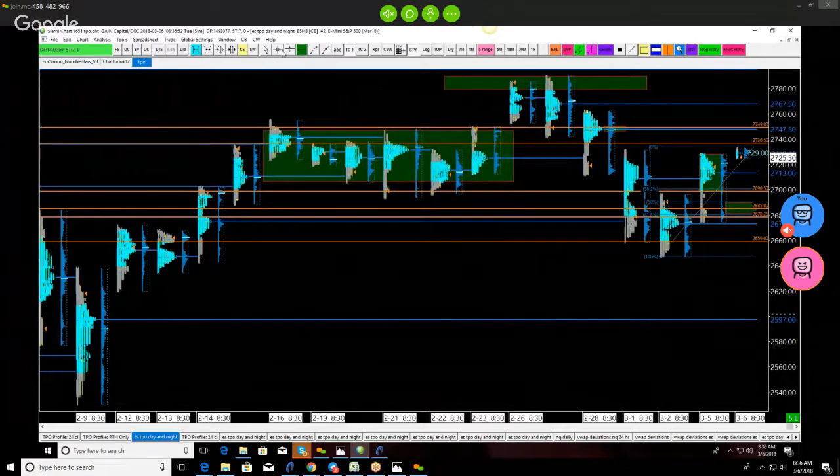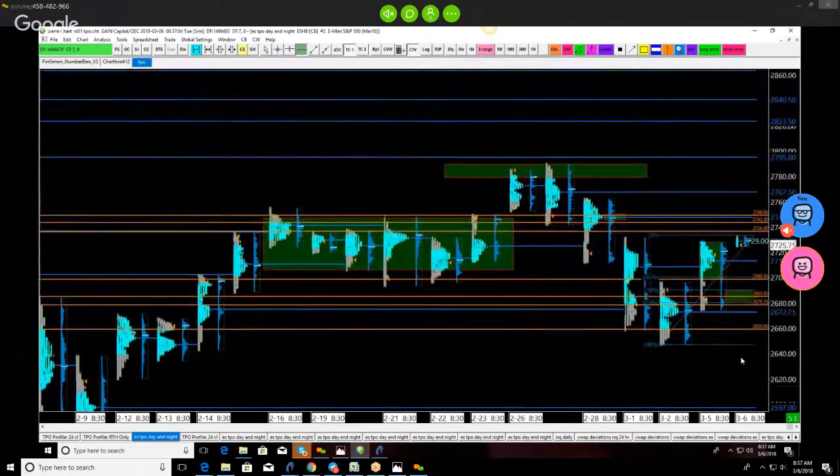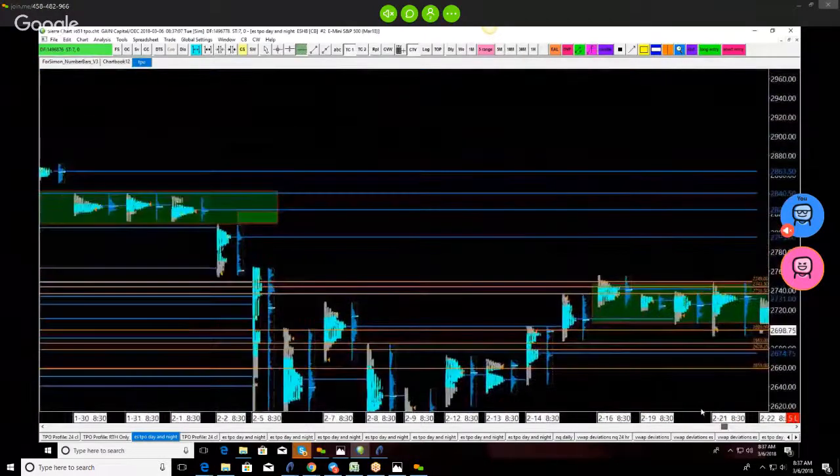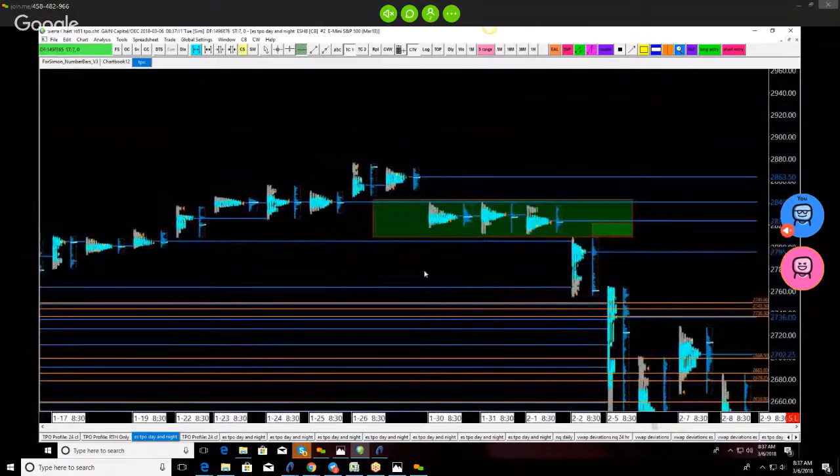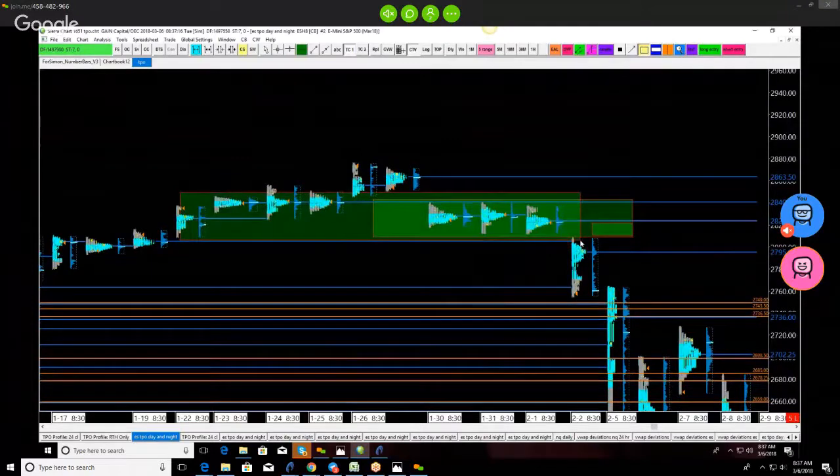We've got to jump over 2743. Above 2743 lets us attack this. This will then become support on the backside, and we should be able to push out. And if we can push out, that should let us attack this stuff over here. And then our next major resistance area comes really in this structure right there, 2795 to 2840. We're way lagging on NQ. I would expect ES to catch up.